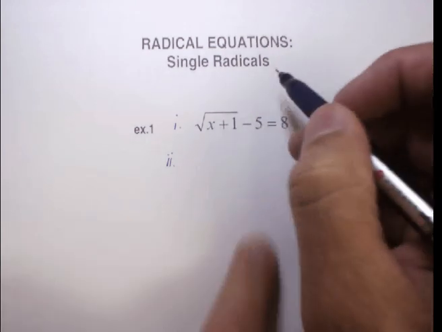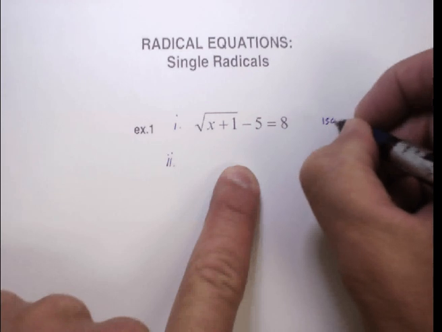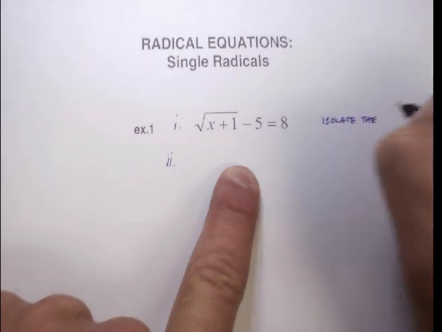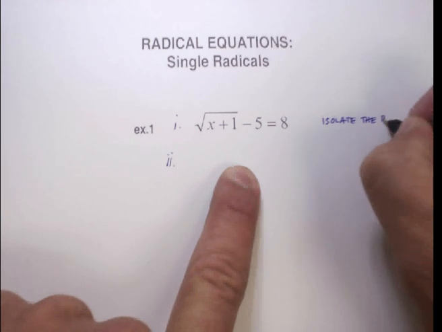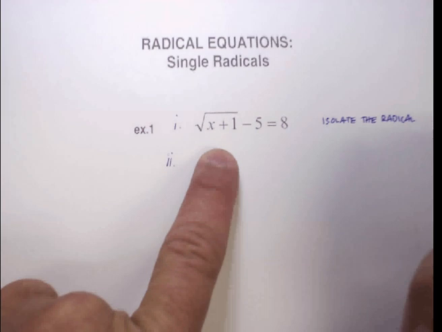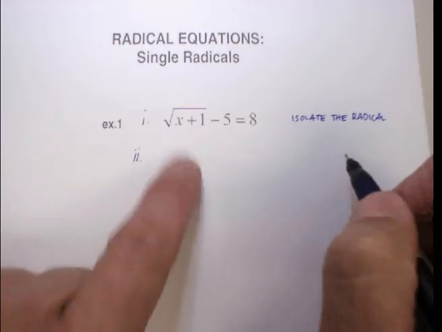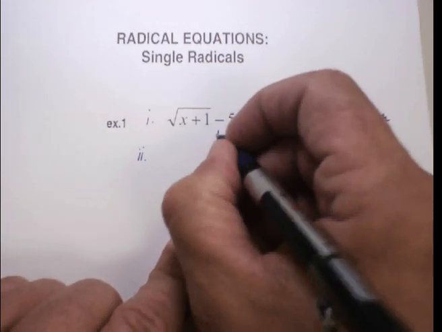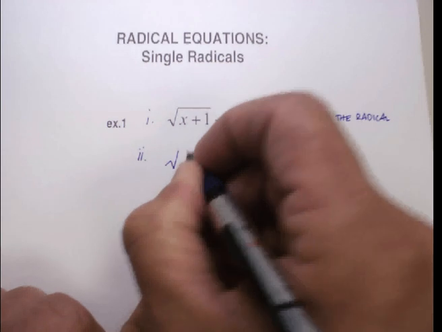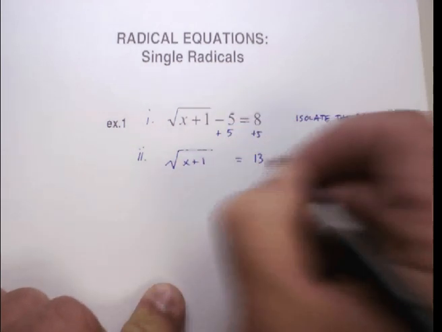Okay, whenever I have a radical equation, I always start by trying to isolate the radical. Now, what does that mean, basically, isolate the radical? You want the radical to be by itself on one side of the equal sign. So in this particular case, it's pretty easy. We're just going to add 5 to both sides. And we're going to end up with the square root of x plus 1 equal to 13.